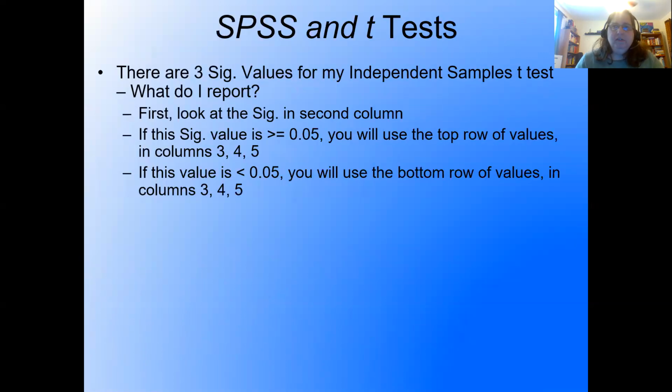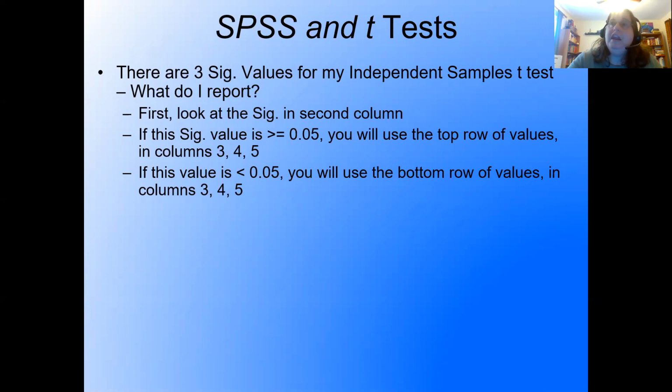So now let's take on the independent samples t-test, which I will admit is the hardest one to understand, but we're going to walk through it step by step so that you can get it. On the next slide you're going to see 3 different sig values, and you have to figure out which one to report.